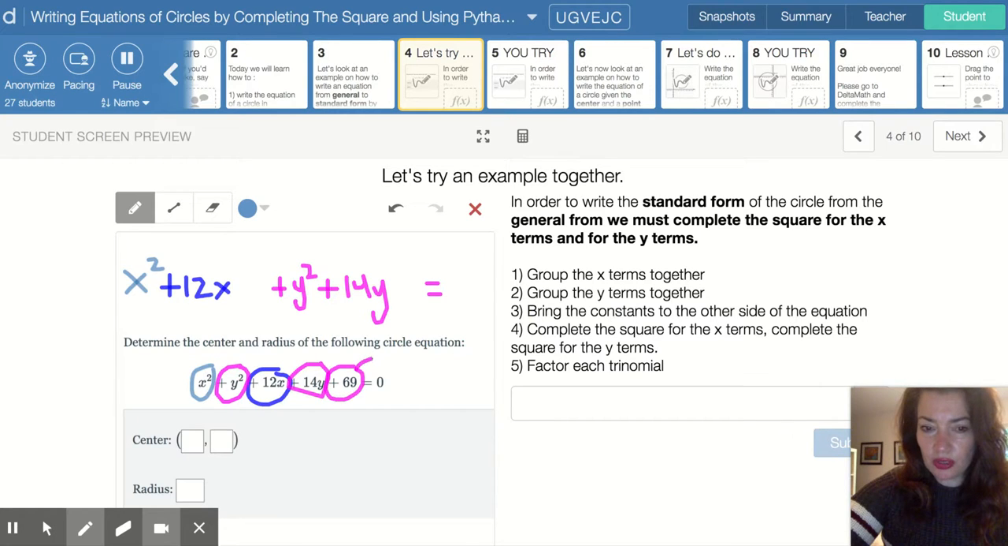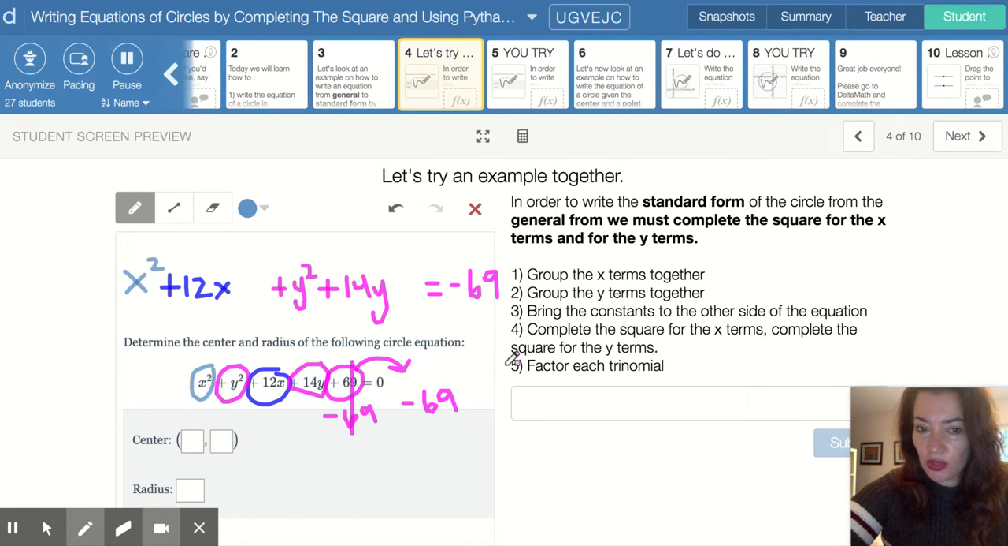I want to bring it to the other side of the equation. Now how do we normally do that? We need to do the opposite of addition. So we're going to subtract 69 on both sides, and we will have negative 69 on the right. So this will cancel. Above here, I'm going to write negative 69. All right, so all we did so far is group our x terms together, our y terms together, and we brought the constant to the right side of the equation.